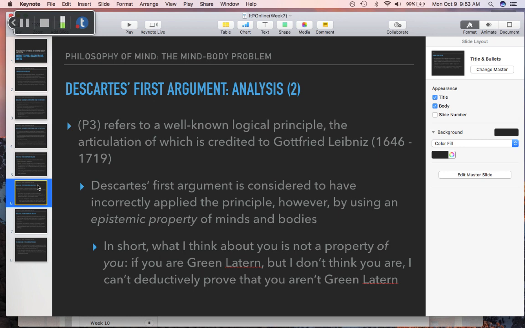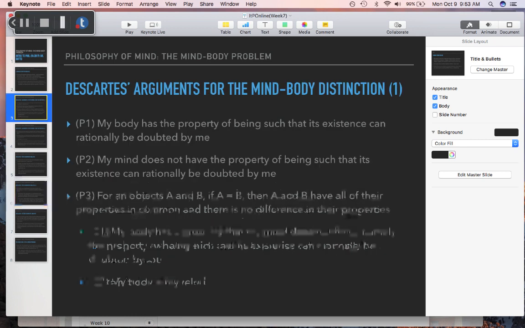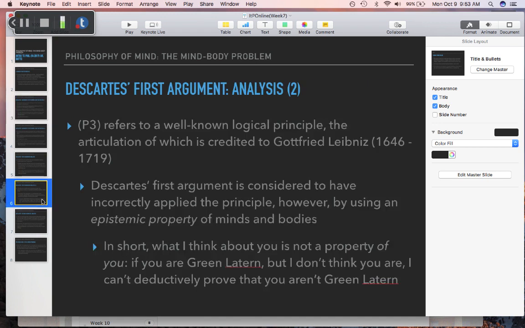Analysis 2, the second part of the analysis of the first argument. So I said that this refers to a sort of metaphysical or logical principle, so let's go back here. For objects A and B, if A equals B, then A and B have all of their properties in common, and there is no difference in their properties. So this is a principle articulated by a German philosopher, Gottfried Leibniz. You can see he lived in a similar time period as Descartes and Elizabeth of Bohemia.